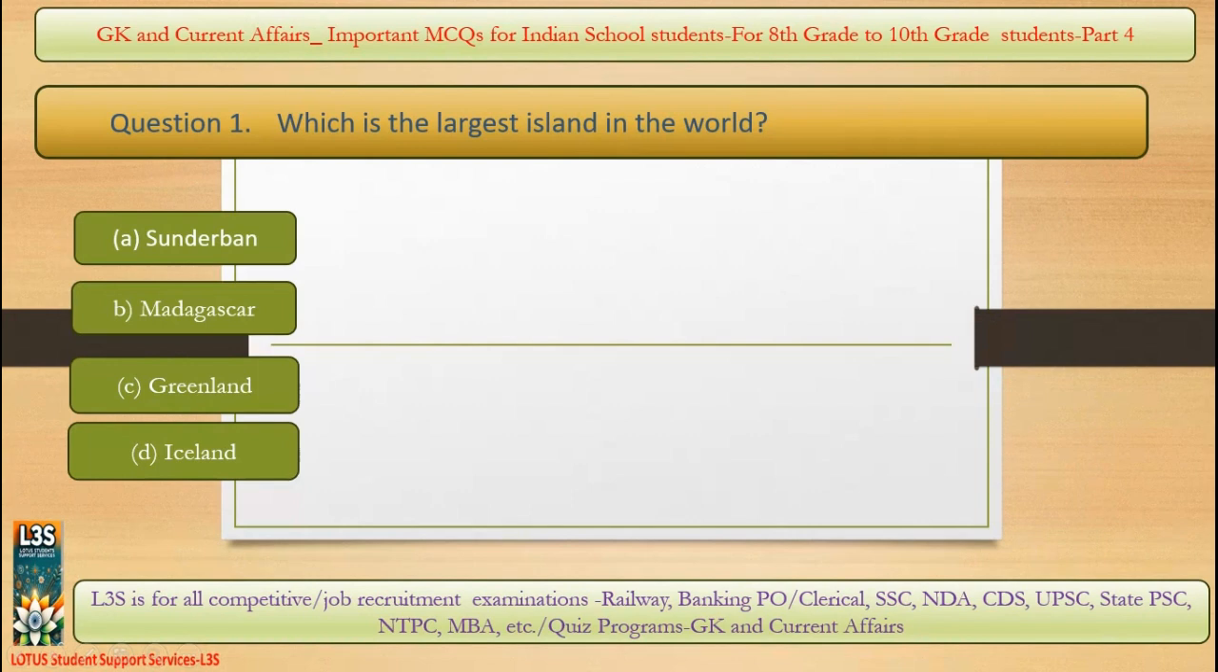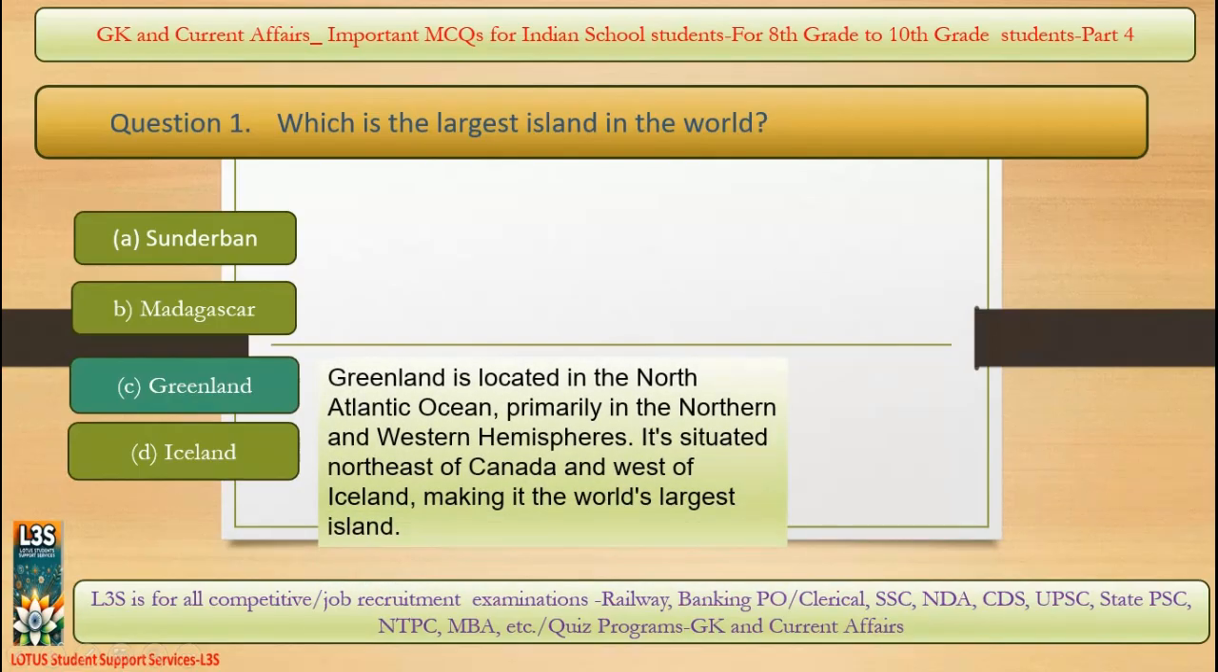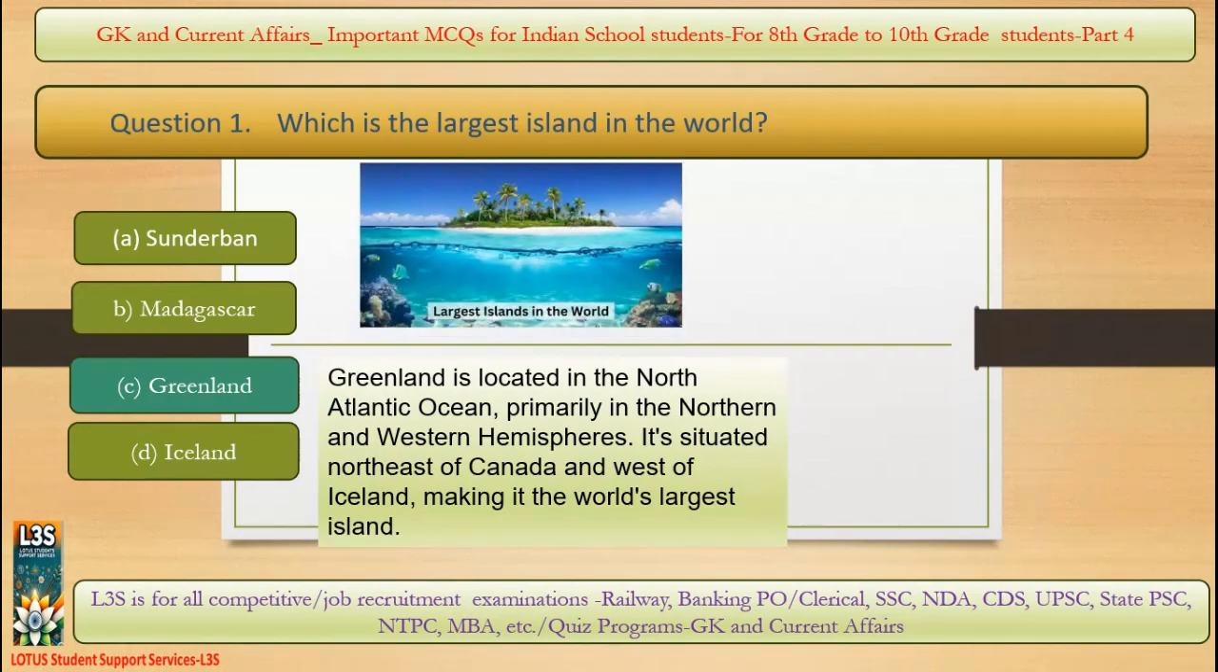Which is the largest island in the world? The right answer is C, Greenland. Greenland is located in the North Atlantic Ocean, primarily in the northern and western hemisphere. It is situated northeast of Canada and west of Iceland, making it the world's largest island.